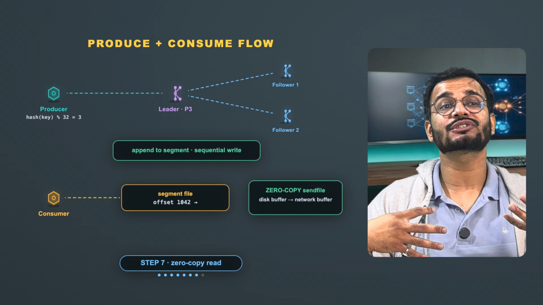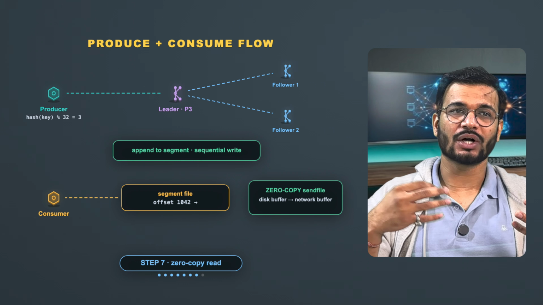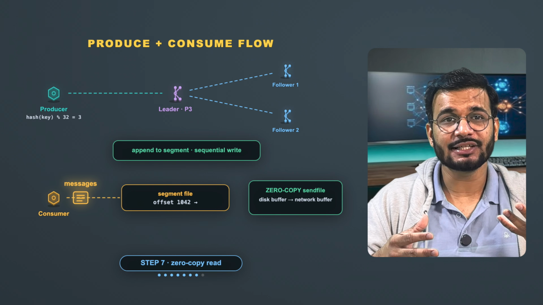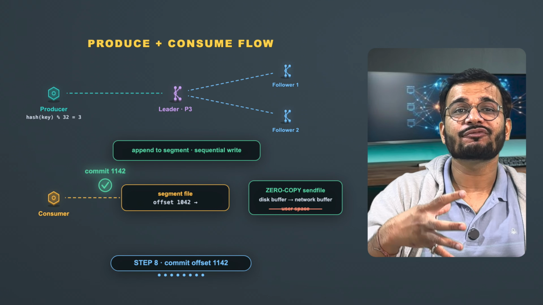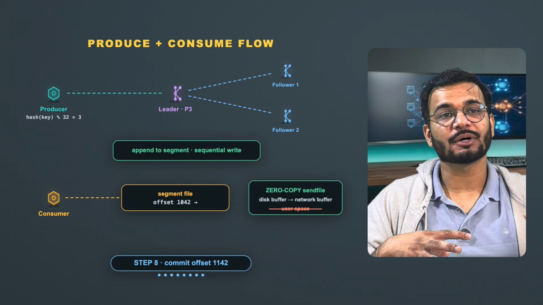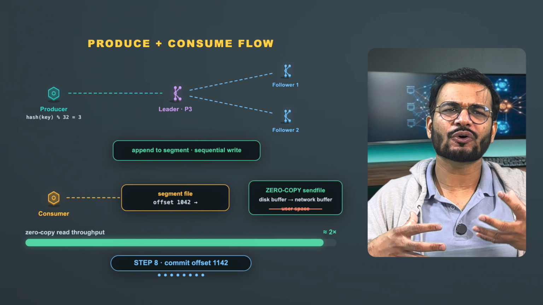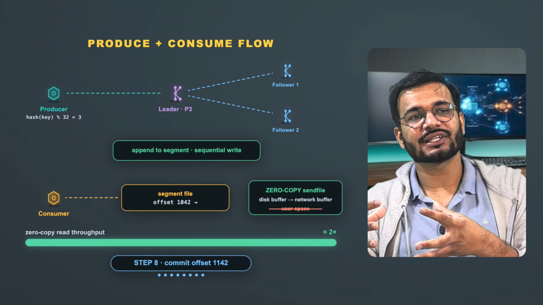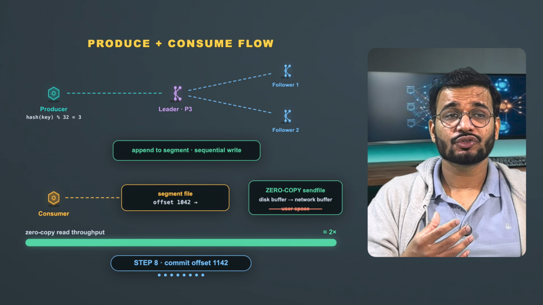Then the consumer polls for the messages at offset 1042 on partition 3. Broker reads from the segment file using a zero copy sendfile system call. The OS transfers data directly from the disk buffer to the network buffer. It never copies to the user space. The consumer processes and commits offset 1142. So the zero copy roughly doubles the read throughput. It's one of those implementation details that looks trivial but has massive real-world impact at scale.